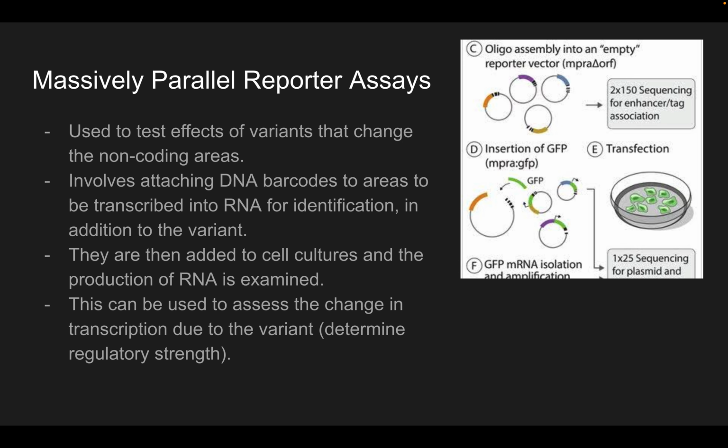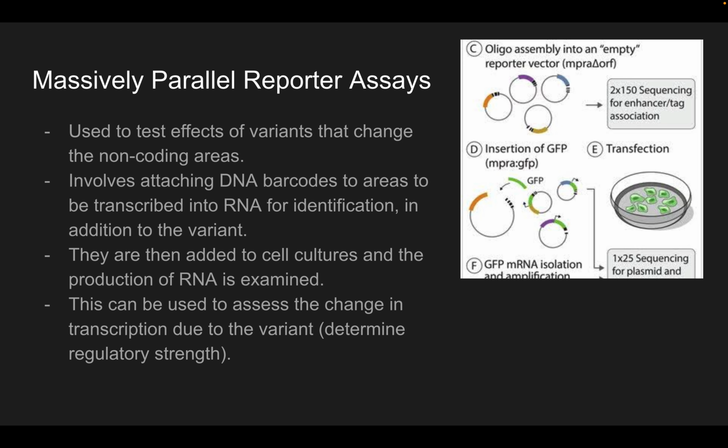So non-coding regions, basically for this test, they determine the change in how much RNA is produced. When you start the process with the variants, you have the whole list of variants, and then you start modifying. You attach a DNA barcode to the coding area to basically mark it, and when it gets transcribed to RNA, you can figure out what's being transcribed, and then you also add the variant to your place of interest.